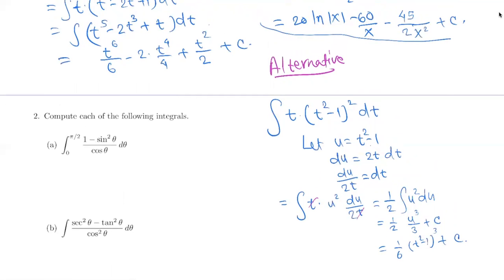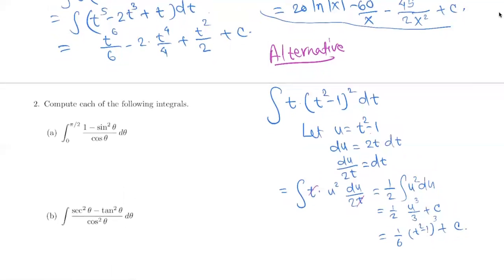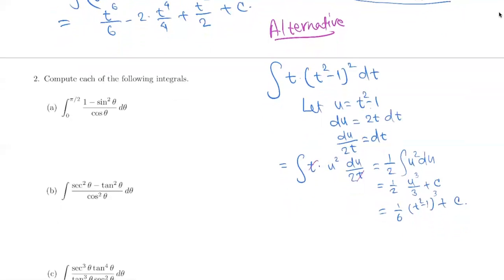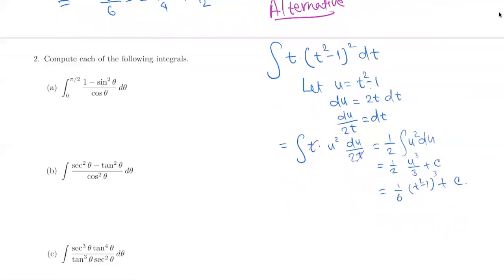Let's look at number 2, part A. We have the definite integral from 0 to pi over 2 of (1 minus sine squared) over cosine d theta. So we have a fraction. Any idea? Isn't 1 minus sine squared just cosine squared? Yes, but how does that help? If we write cosine squared theta on the top, couldn't you cancel it out similarly? Yeah, perfect. That's what you need to do.